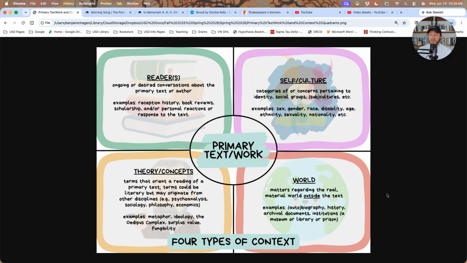So, examples of this might include the author's life, meaning biography or autobiography, history and history of all kinds, literary history, but also national history, cultural history, histories of institutions. This might also involve scholars going to an archive in a library somewhere and looking at archival documents, or maybe thinking about the role of institutions like museums, libraries, hospitals, prisons, in the shaping of a particular text, or the shaping of the context in which a text was produced.